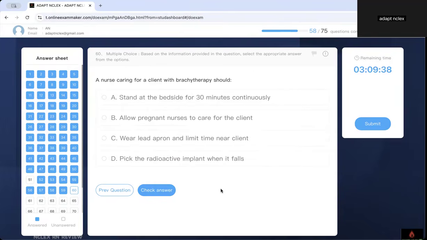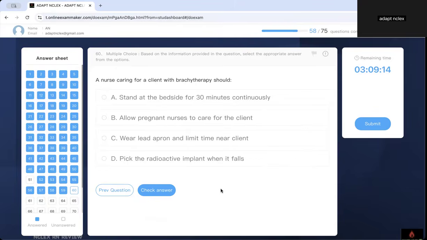And then caring for a client with what? Brachytherapy should do what? Say therapy, radiation therapy, that is mostly internal, right? Stand at the bedside for 30 minutes continuously, you're getting brachytherapy. Do you want the thing to fall? Allow pregnant nurses to care for the client. Do you want them to get sick? Well, wear an apron and limit time near the client. Oh, do you want to protect yourself now?